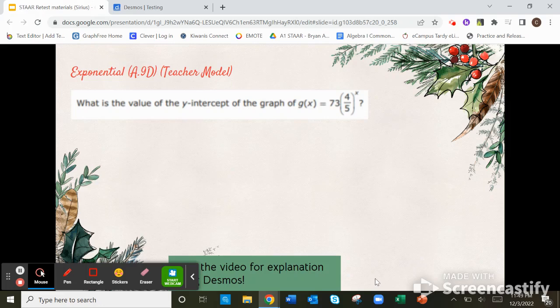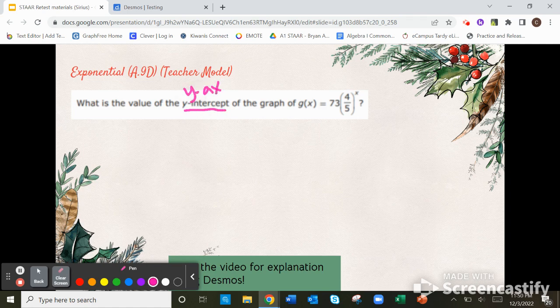So in our last example, we have: what is the value of the y-intercept of the graph of g of x equals 73 times (4/5) to the power of x? One thing that's important to point out is, of course, the keywords. The keyword is y-intercept. We talked about earlier that a y-intercept is where it crosses the y-axis.